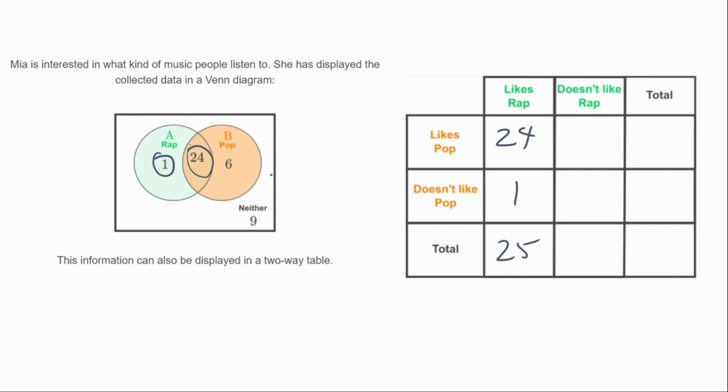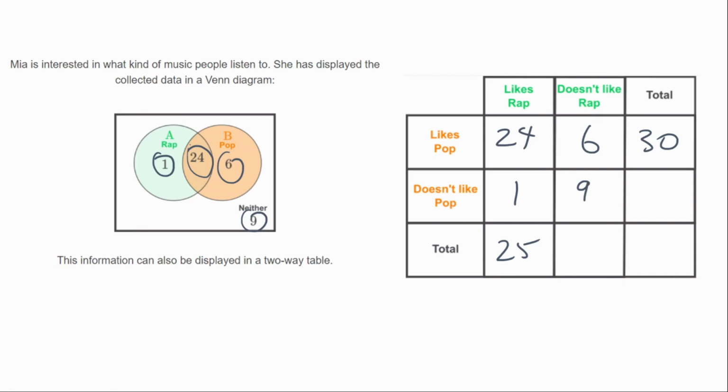Our next one, we have 6 people like pop, but not rap. So likes pop, doesn't like rap, that goes there. And then we add 24 plus 6 to get the total. That gives me 30 people like pop in total. Alright, and we also have 9 people like neither rap or pop. So that goes doesn't like pop, doesn't like rap, just down here. And you get a 9.